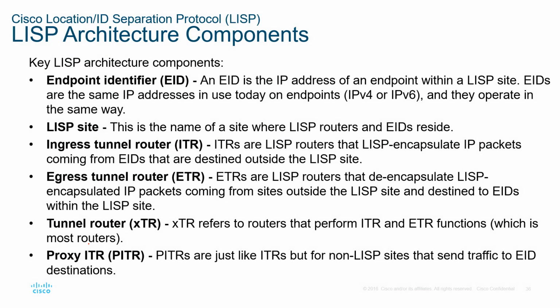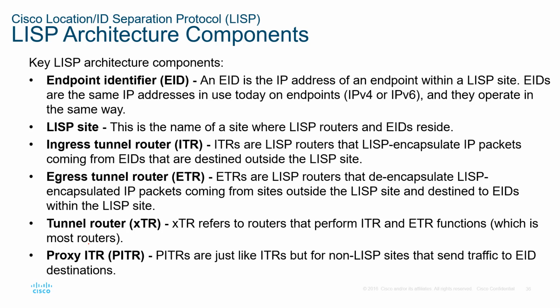All right, so key LISP architecture components. We have an endpoint identifier, an EID. Basically, this will be the address of the endpoint within the LISP site. And the same IP address is used today on endpoints, either IPv4 or IPv6, and they operate in essentially the same manner. We have the LISP site. This is the name of the site where the LISP router and EID will reside. We have our ingress tunnel, and we have an egress tunnel.